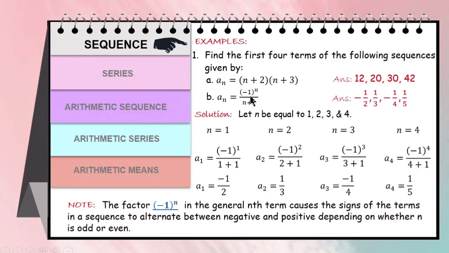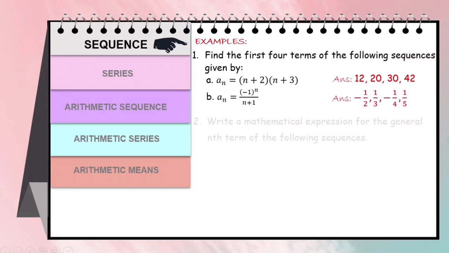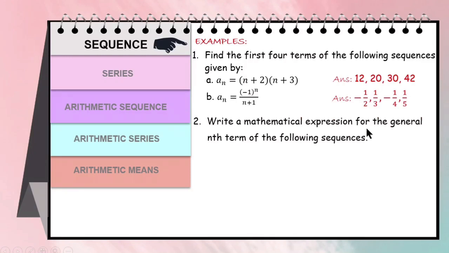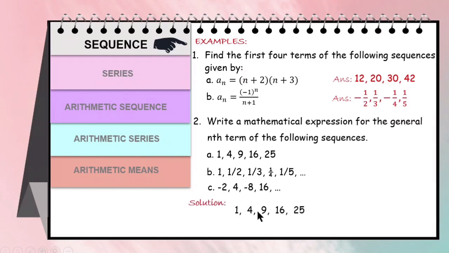How about if we were to find the rule or write a mathematical expression for the general nth term of a particular sequence? For example, number 2, write a mathematical expression of the following sequences. For letter A, the sequence 1, 4, 9, 16, 25, these are squares of counting numbers. 1 raised to 2 is 1, 2 raised to 2 is 4, 3 raised to 2 is 9, 4 raised to 2 is 16, and 5 raised to 2 is 25. So the general nth term is a sub n equals n squared. You can determine the other terms in the sequence using this rule.